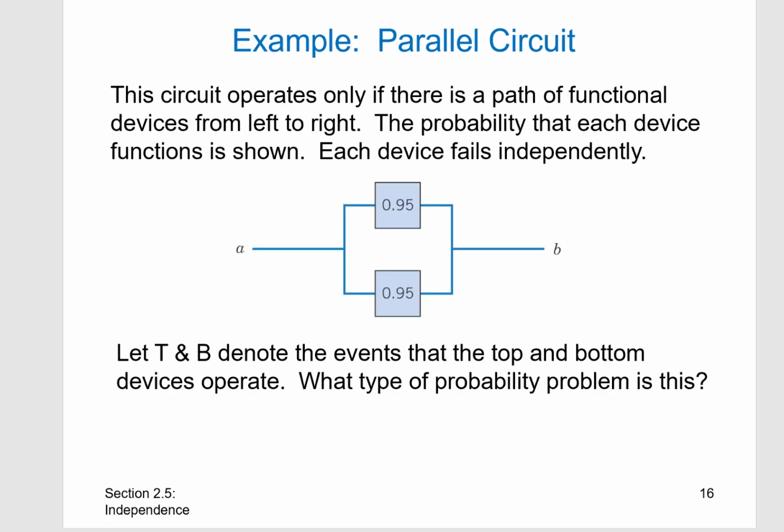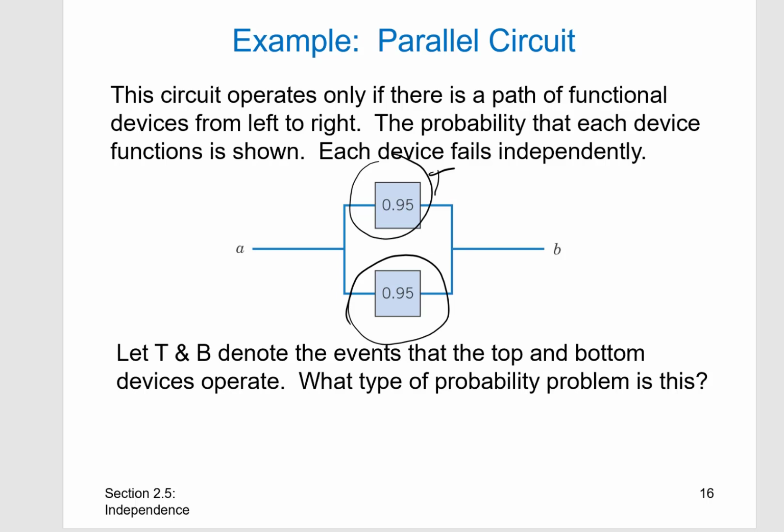Now let's look at another circuit problem, but this is a parallel circuit problem. The circuit operates only if there's a path of function from the left to the right, just like before. The probability that each device functions is shown. Now each device fails independently. So this device fails and this device could fail independent of one another.